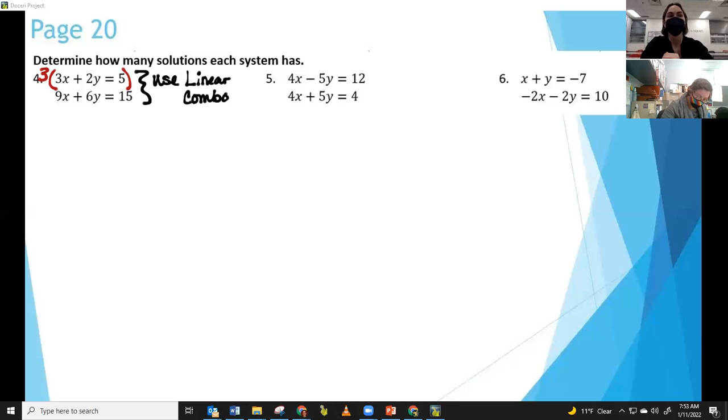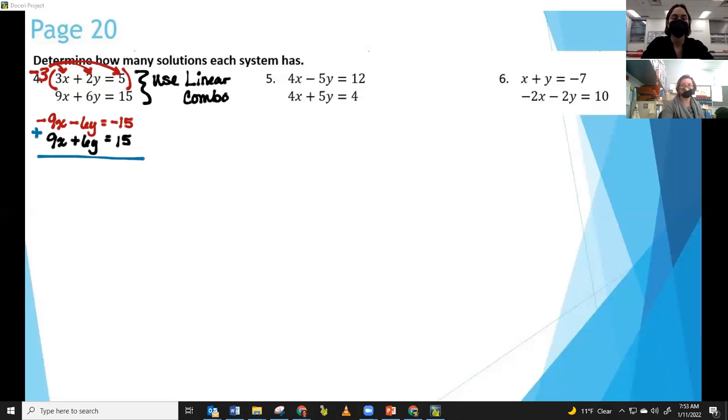Right now, if I distribute, I'm going to have 9x and 6y, but I already have a 6y. What would I need so that I get a negative 6y when I distribute? Negative 3, there we go. So I'm going to distribute a negative 3 to everybody. So I get negative 9x minus 6y equals negative 15. I'm going to recopy the bottom equation, 9x plus 6y equals 15. What happens when I add these two together?